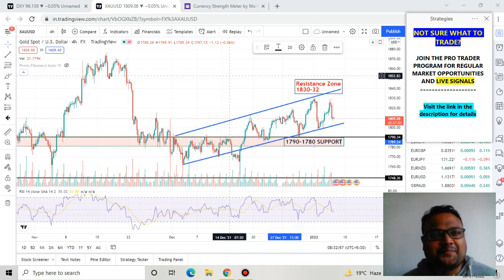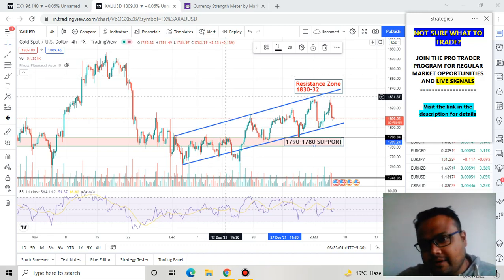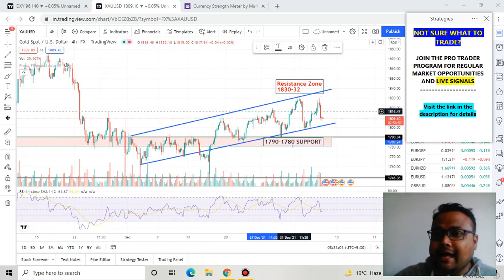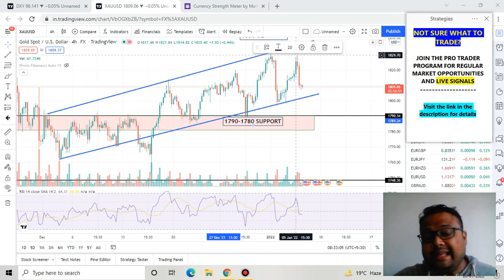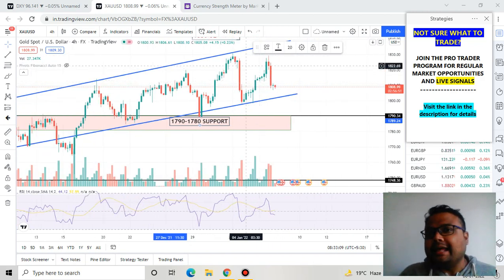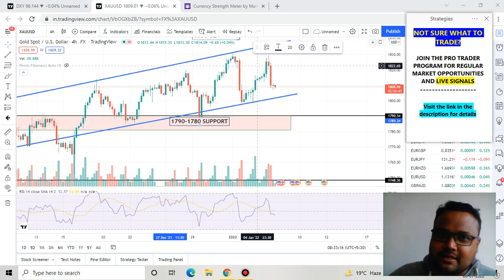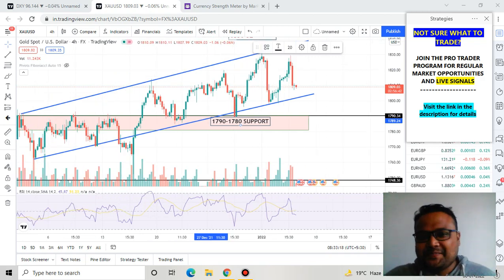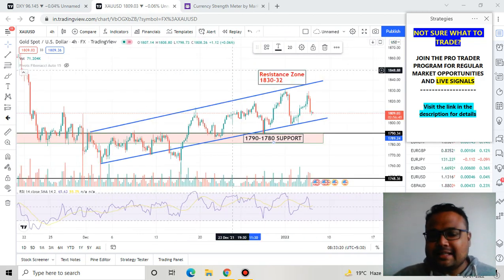So let's get started. This is the Forex chart of gold USD, and as per our expectation, gold went up and reversed from the 1830 level. To be precise, not 1830, because I had an alert on 1830, but it came down from 1829, I guess. So my alert was not triggered and I missed the opportunity. Anyways, let's see what the trading opportunities are for the day.